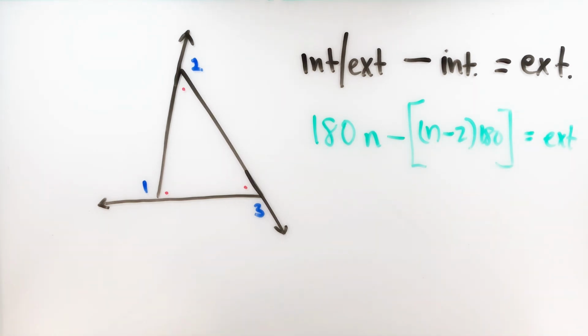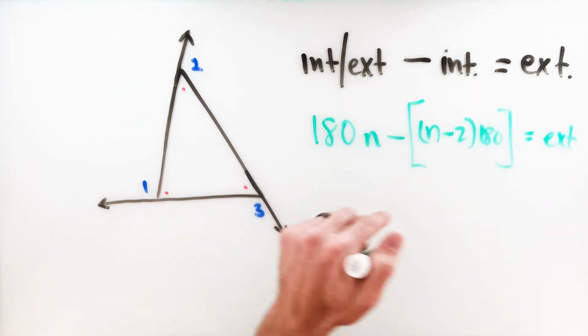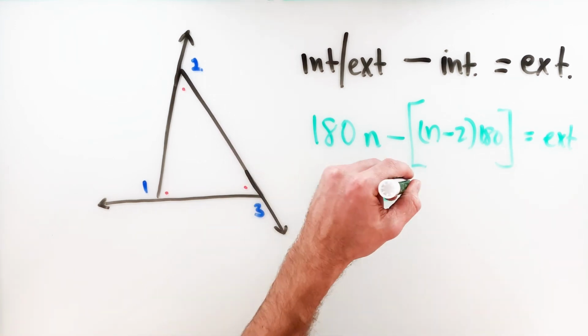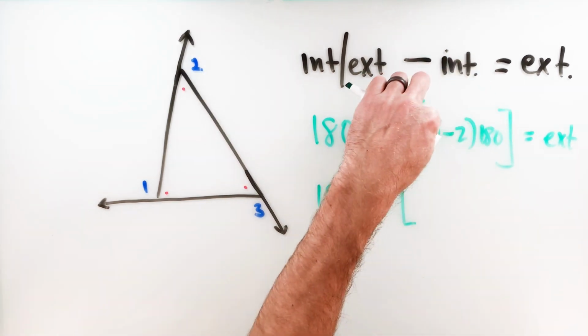So if we do a little bit of algebra here, start inside my brackets, I'm going to distribute out that 180. So I've got 180n minus. Inside my brackets, I've got n times 180.